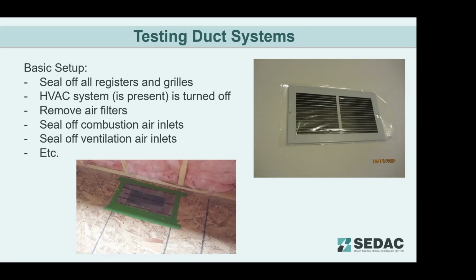Anyway, so you get everything sealed off in the system. Obviously, the duct system's installed. Your HVAC system, if it's installed, is turned off. Air filters, if there are any there, are removed during the test. You seal off any combustion air inlets and any ventilation inlets, and then turn on your system, get to the test pressure, and away you go. As far as timing of the duct test, predominantly it takes far longer to set up the test than it does to run it. Usually running it maybe a couple minutes, maybe less than that, to know what your leakage rate is.